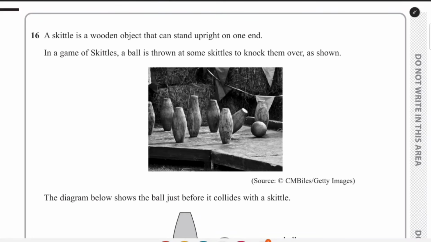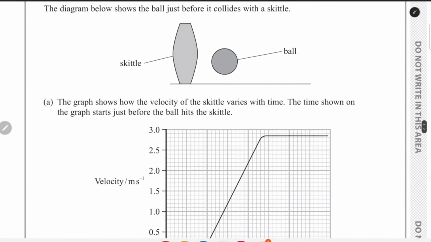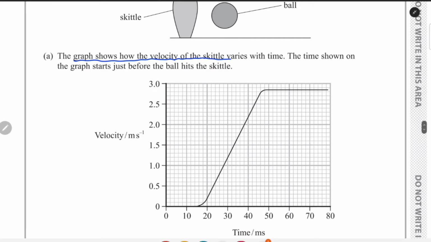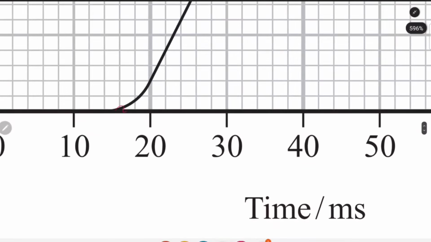Now in question number 16, we are given that a skittle is a wooden object that can stand upright. So these are the skittles. Then we are given that in a game of skittles, a ball is thrown at some skittles to knock them over, as shown. Now we are given a graph that shows the velocity of a skittle and how it varies with time. The time shown starts just before the ball hits the skittle. So if we look, this is the time at which the ball hits the skittle. So around here, this is where the ball hits the skittle and this is where it starts to move.